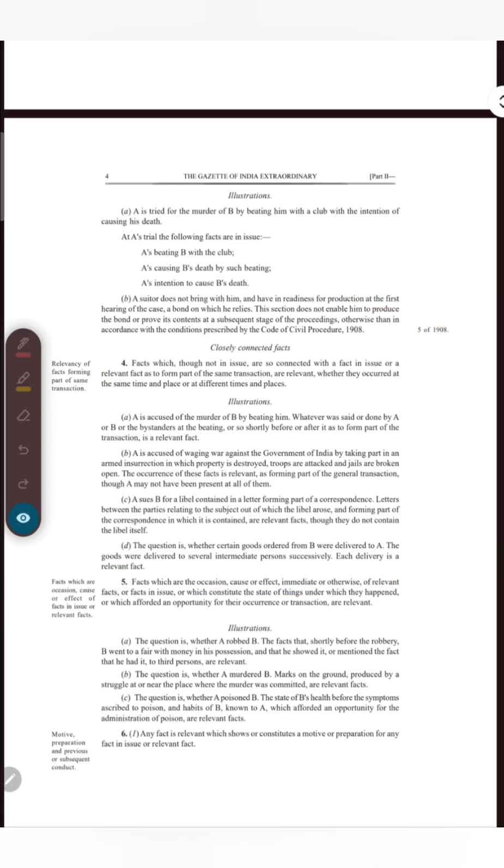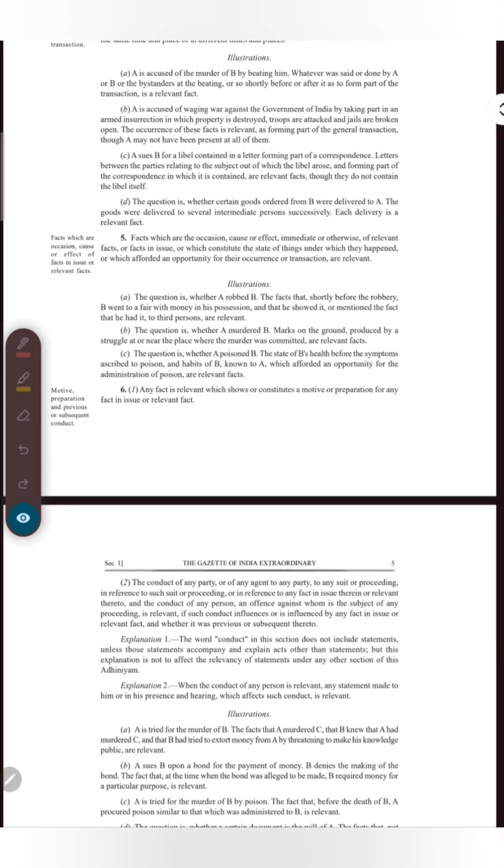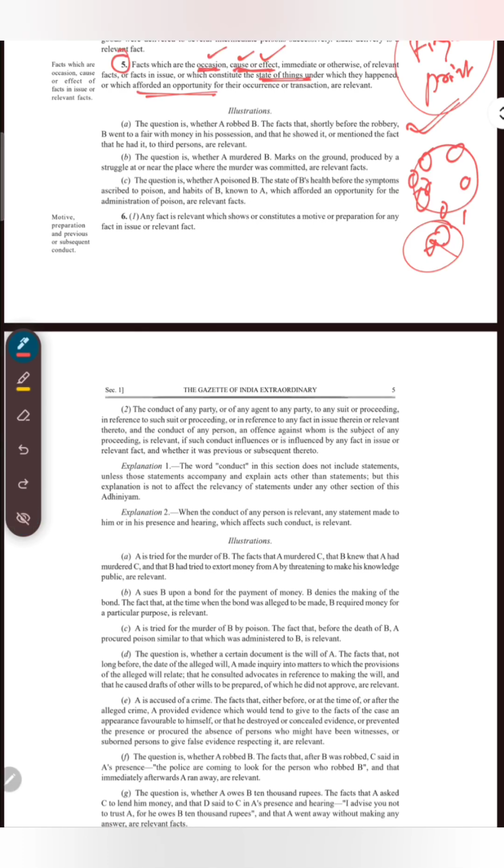Now let us move to the next section, that is section 6. Section 6. Any fact is relevant which shows or constitutes a motive or preparation for any fact in issue or relevant fact. Okay. Motive means the ultimate objective of committing a crime.